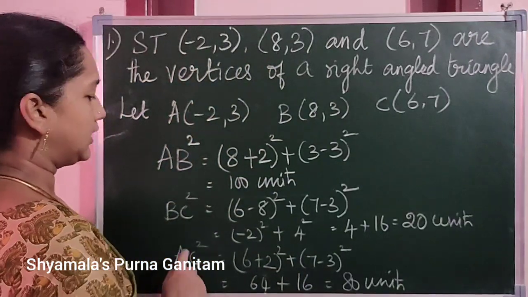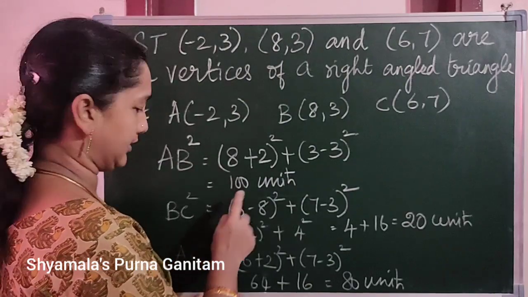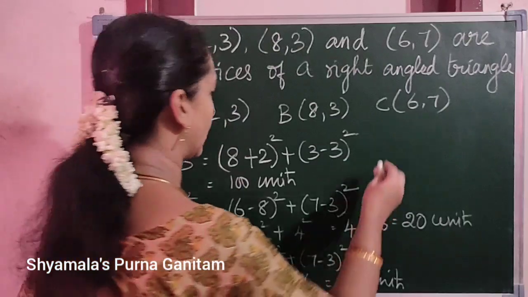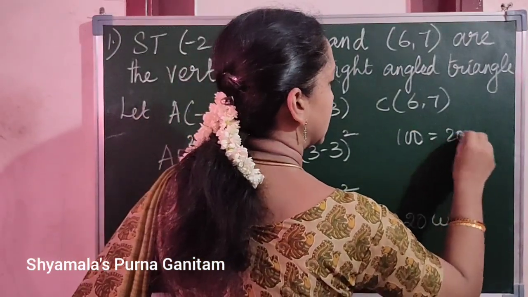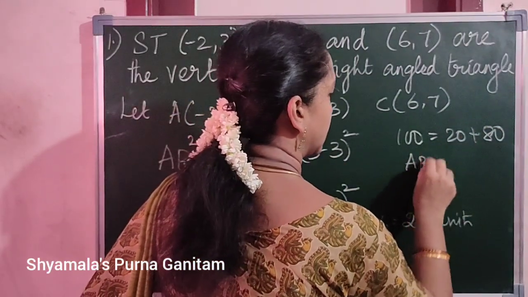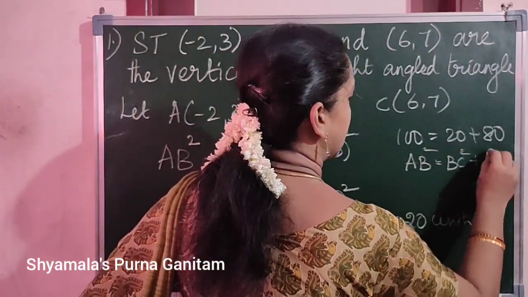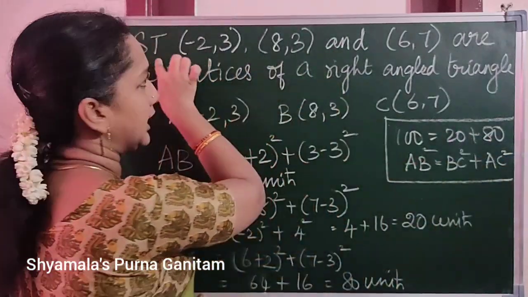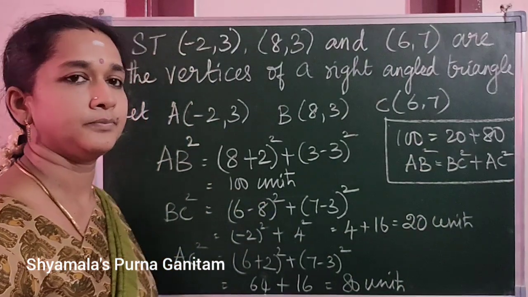Okay, so now if you add this, AB squared is 100. BC squared is 20. AC squared is 80. So 100 is equal to 20 plus 80. So AB squared is equal to BC squared plus AC squared. So this one is Pythagoras theorem. So you have shown that these three are the vertices of a right angle triangle.